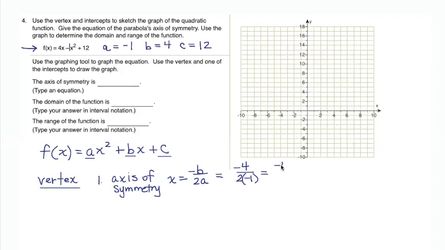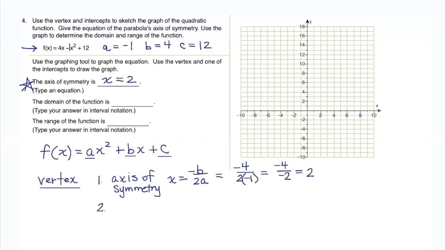My numerator is negative 4, my denominator is negative 2, and that equals 2. So on my way to finding the vertex, I've actually answered this first question. The axis of symmetry is... but do not just put 2 there. It's an equation. It has to have an equal sign. And because it's a vertical line, it's always x equals. So my axis of symmetry is x equals 2.